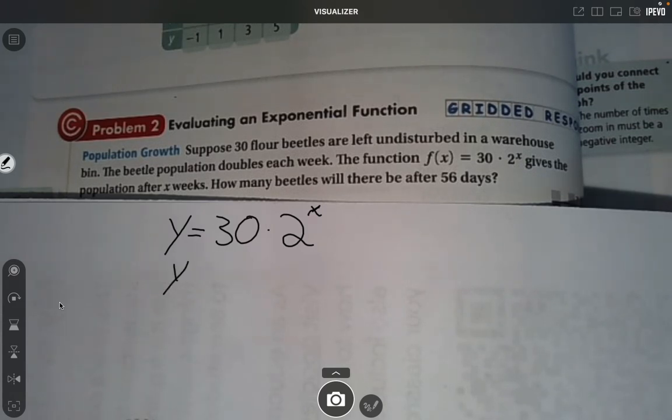So all you do is say, okay, let me plug in 8. If we left these beetles in the flour for 8 weeks and we didn't take care of it or get rid of the flour, how many beetles would there be? It started out with 30. That's what that number right there means. Started with 30 beetles. So let me show you how to type it in your calculator. Let's make sure.